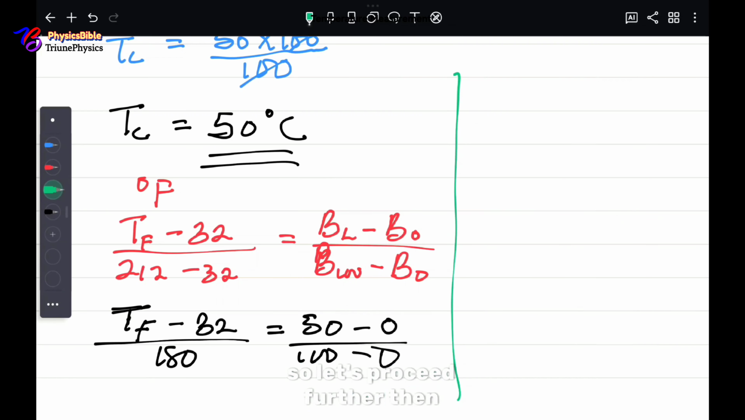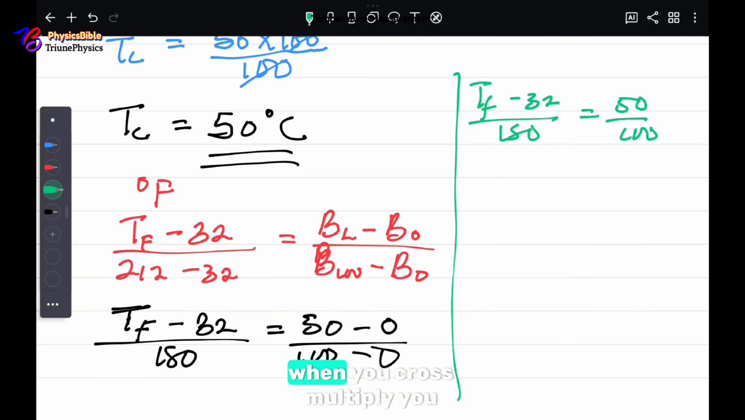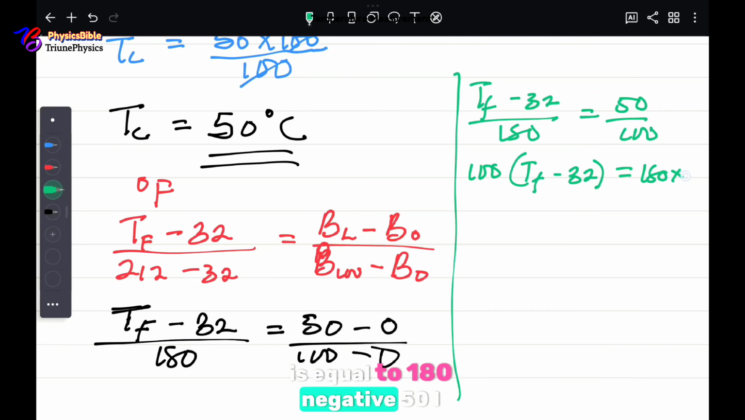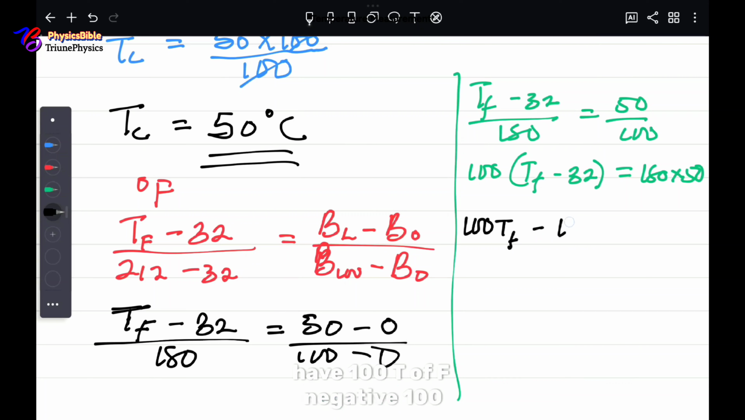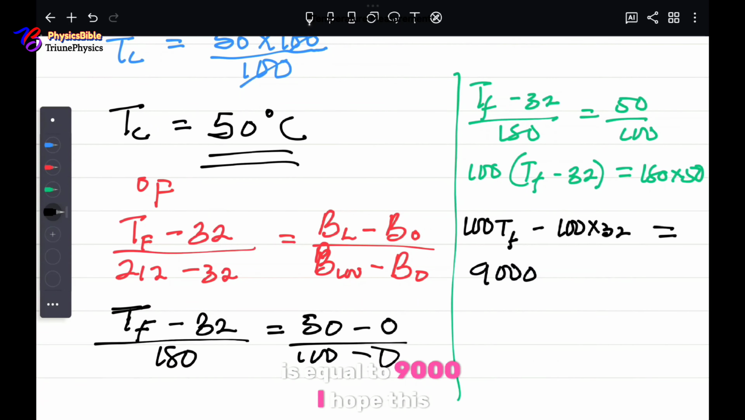So let's proceed further. Then we're going to have T of F negative 32 all divided by 180 is equal to 50 over 100. When you cross multiply, you have 100 into T of F negative 32 is equal to 180 multiplied by 50. I hope this is clear to you. You have 100 T of F negative 100 multiplied by 32 is equal to 180 multiplied by 50, which is 9,000. I hope this is clear.